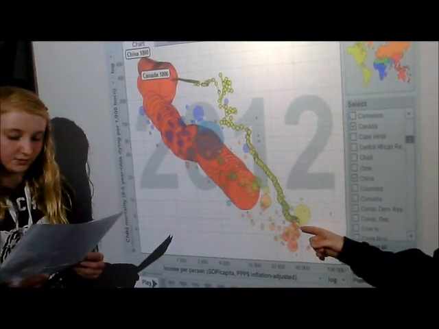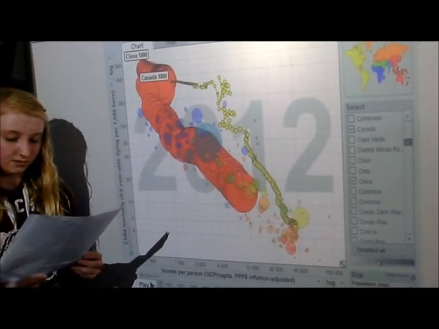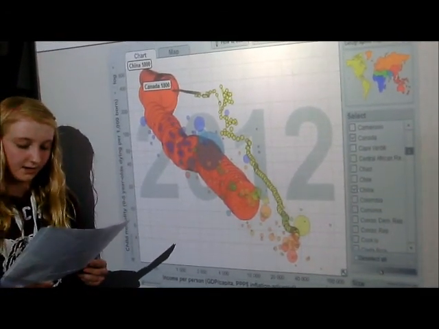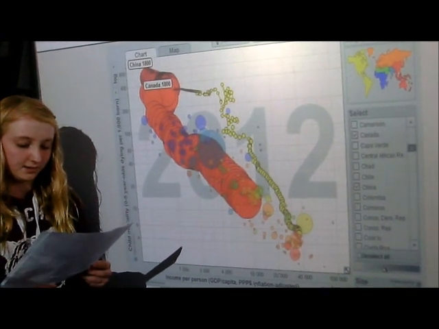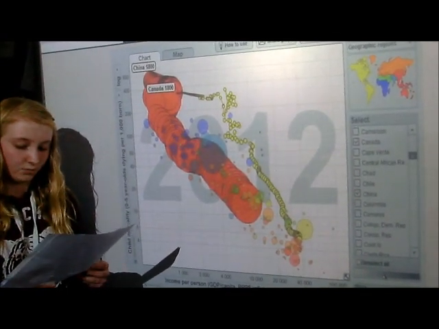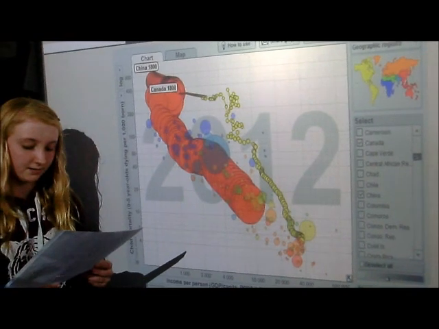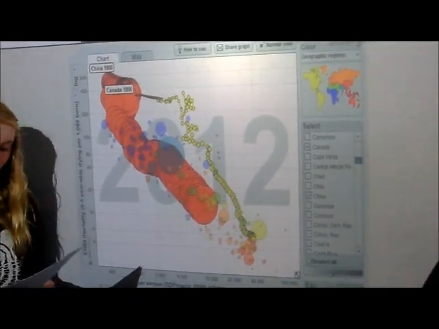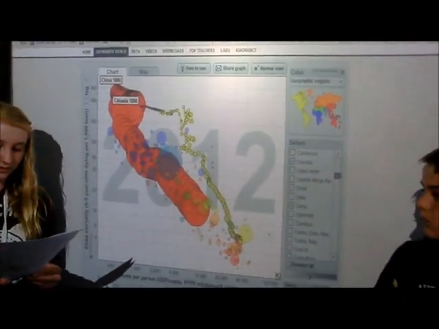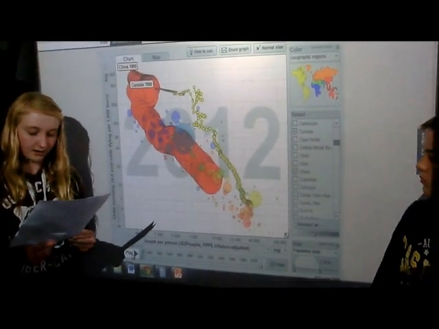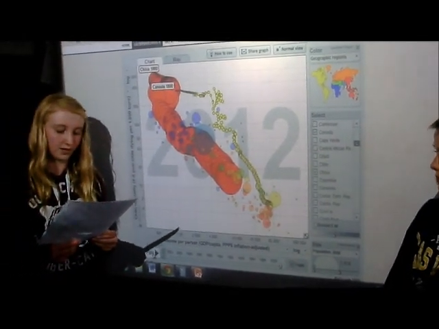By 2012, China's income was 10,000 per person, and their infant mortality had an amazing decrease to 20. Therefore, the more money the country has, the less deaths we can expect. We think that in the future, countries will continue to have greater income, and they will have to worry less about child mortality.